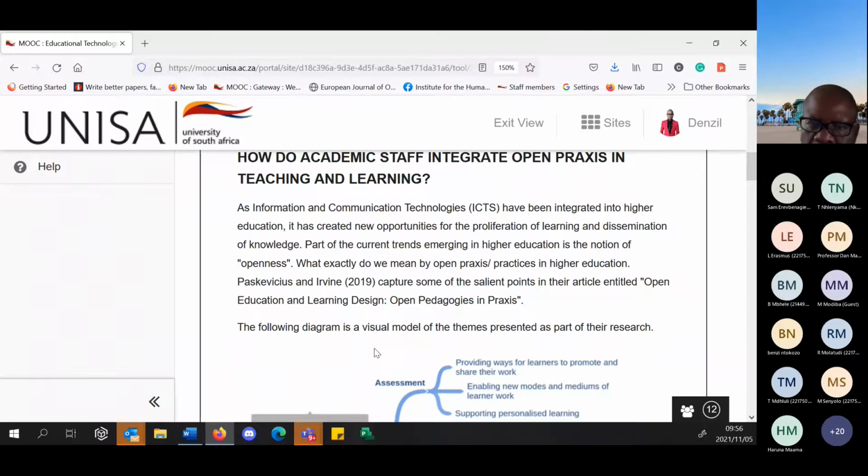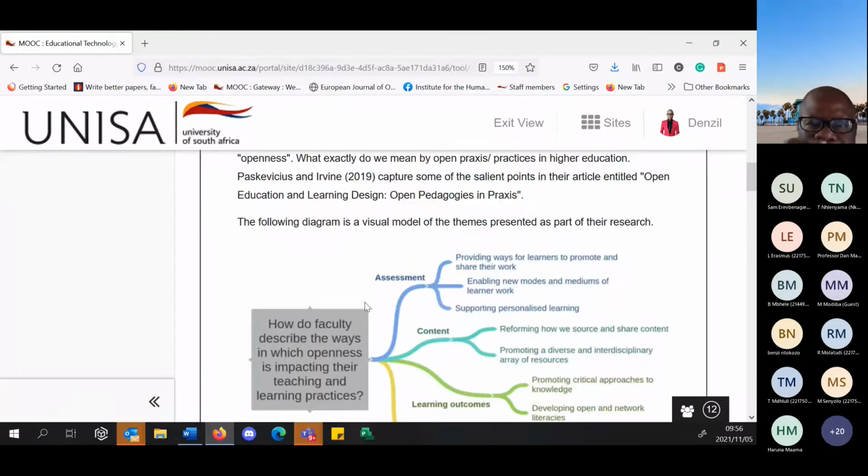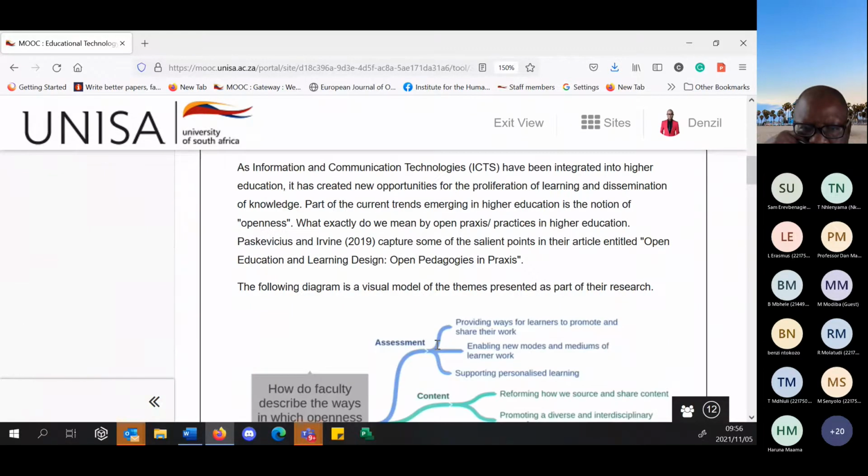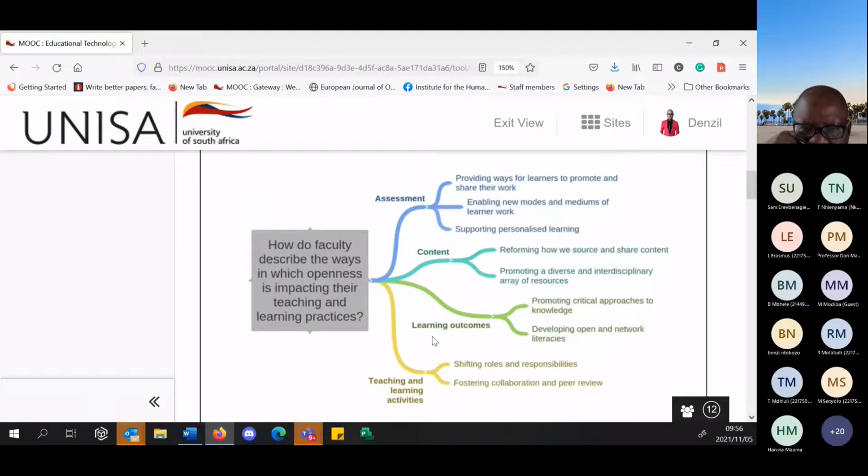So what exactly does open education practice mean? The following diagram represents this quite nicely, and it's drawn from the first article, where they did research with the faculty and looked more specifically at what benefits of open education the faculty is actually pushing. Now, if we look at the first one, assessment: providing ways for learners to promote and share their knowledge and their work. The good thing about that is that it allows for collaboration. The bad thing is, how do you then authenticate that the people who have done the work have actually done the work?